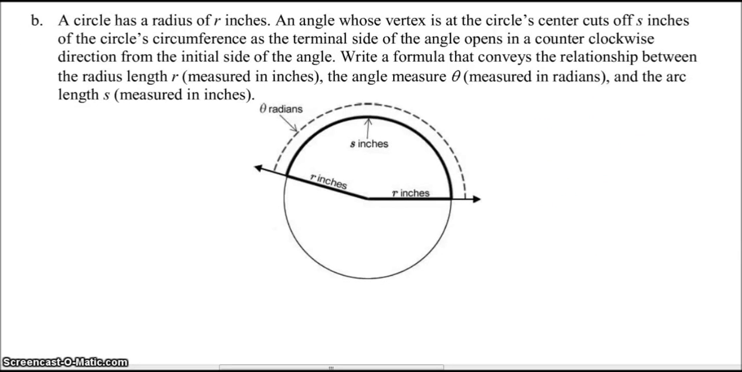A circle has a radius of r inches. An angle whose vertex is at the circle's center cuts off s inches of the circle's circumference as the terminal side of the angle opens in a counterclockwise direction from the initial side of the angle. Write a formula that conveys the relationship between the radius length r measured in inches, the angle measure theta, and the arc length s. Well, this is what we did before. s equals r theta. Ta-da!